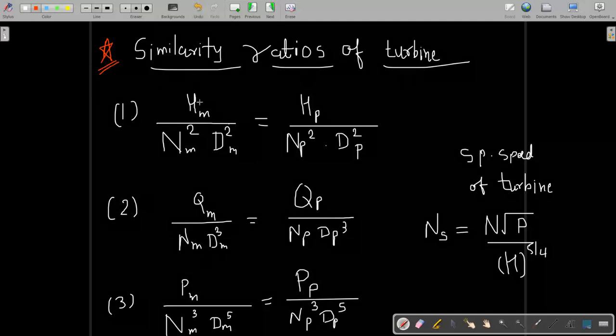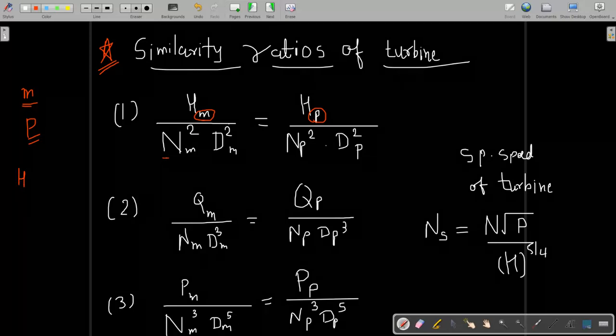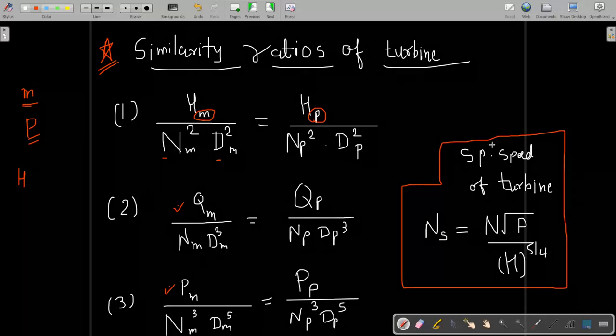Here there are some terminologies. In the subscript, wherever M is written, it represents the model, and P represents the prototype. Now here H is the head of the turbine, N is the RPM of the turbine, and D is the diameter. Q is the discharge, and P is the power output of the turbine. And the thing I've written here is the specific speed of the turbine, okay.